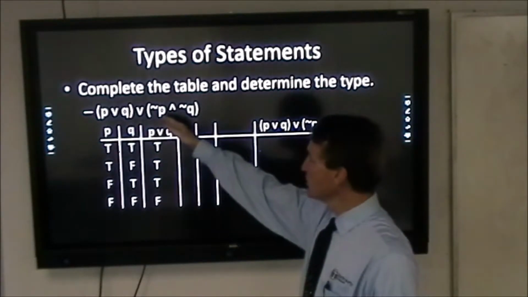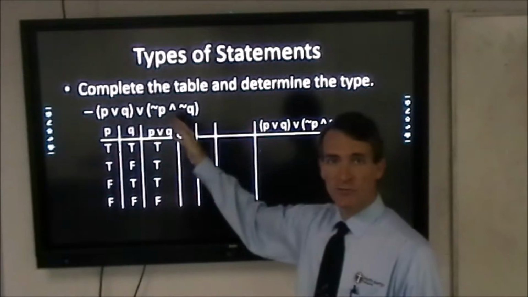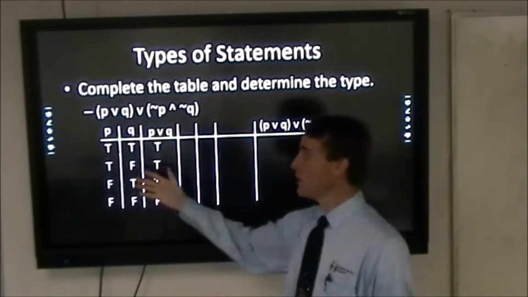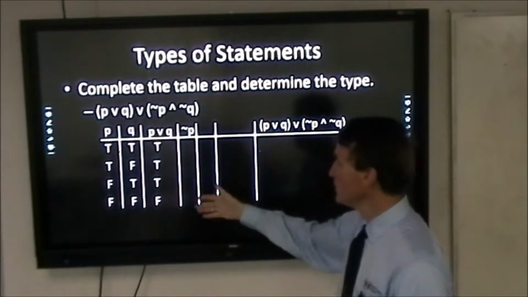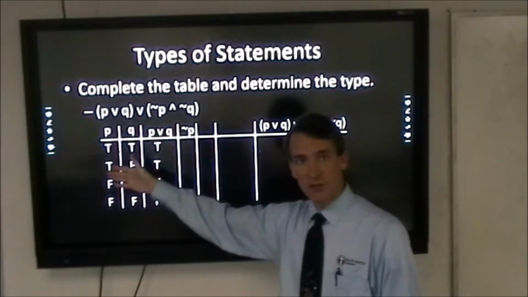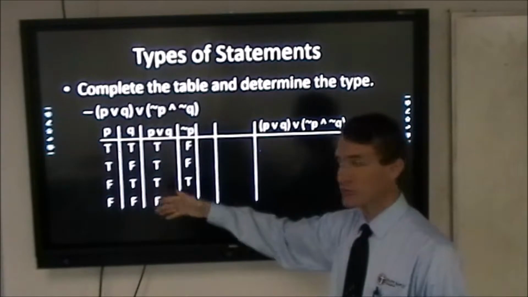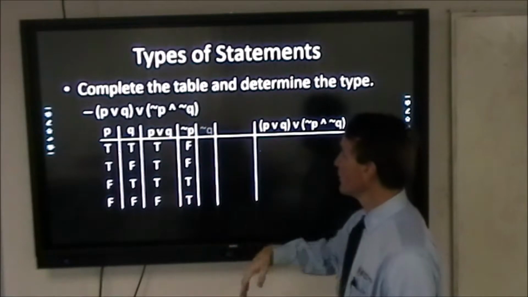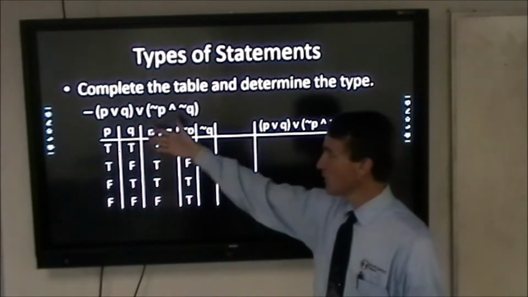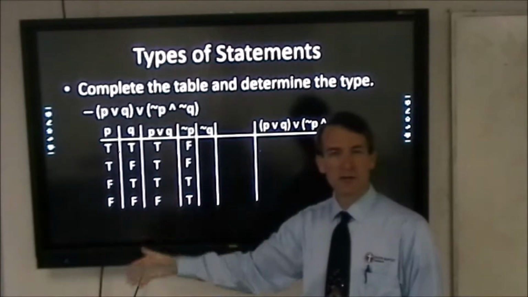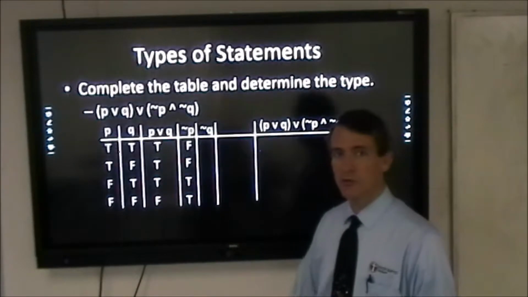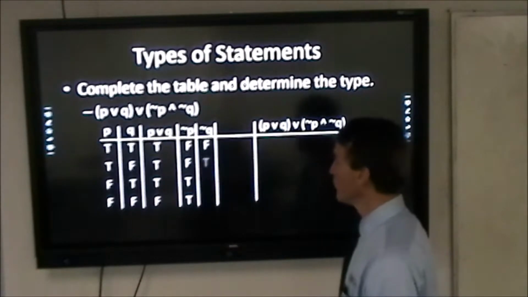Now I look at my next statement. It is the negation of P and the negation of Q. Well, I am going to create a column for the negation of P. So I'm going to take this first column, the P column, and change them to the opposite. So that's going to make it false, false, true, true. And then I'll make another column for the negation of Q, where I look at the second column and change those to the opposite. So it will become false, true, false, true.